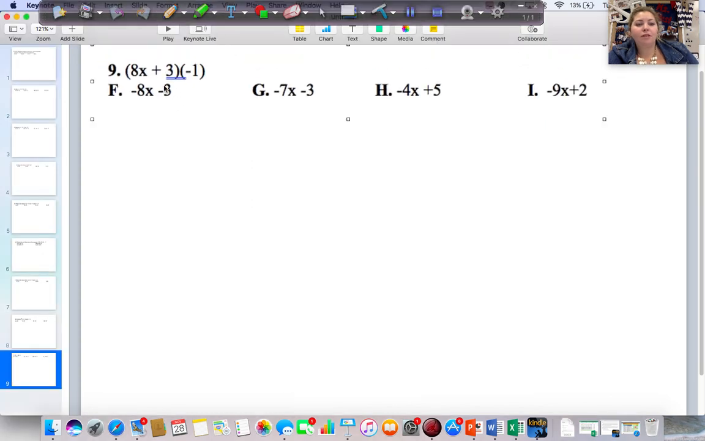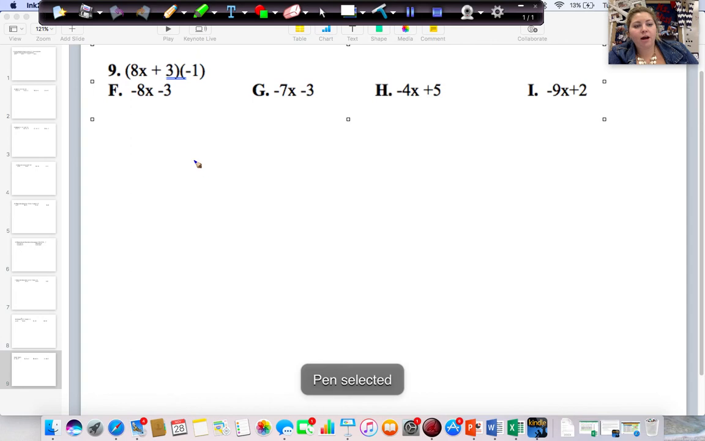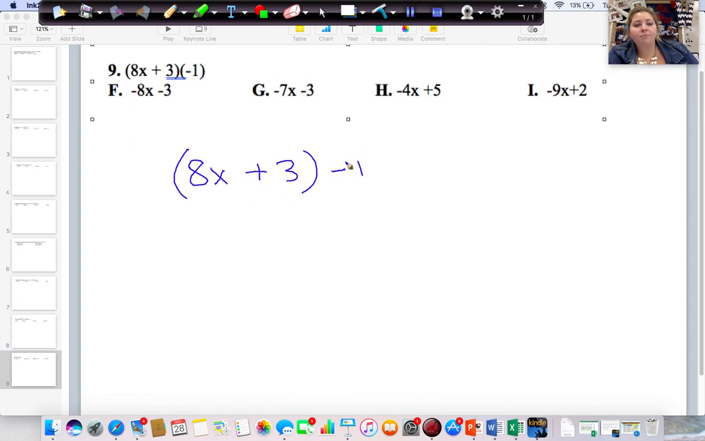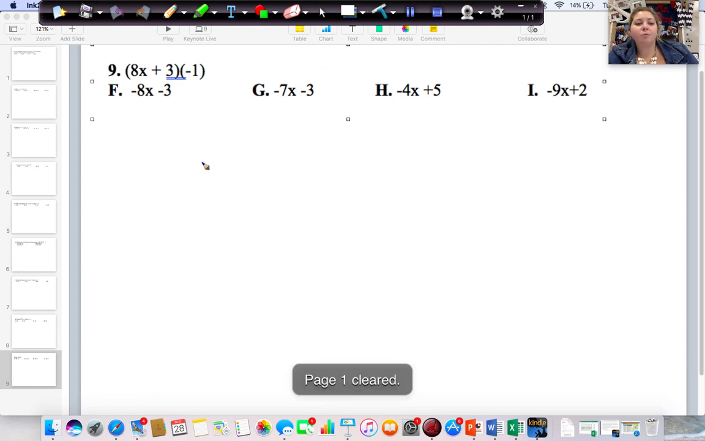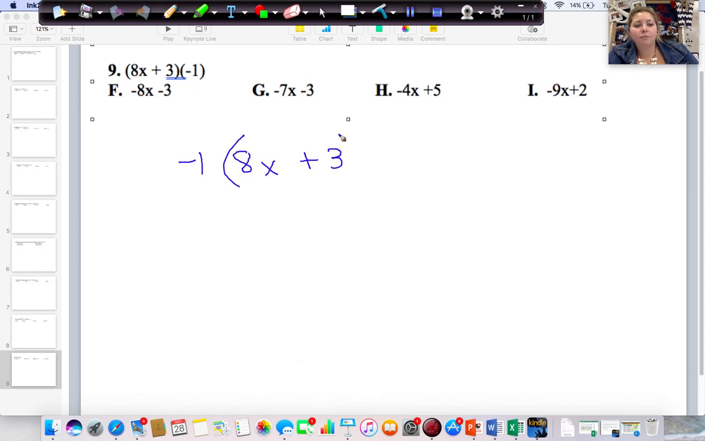All right, and here is our last problem. Okay, we've got 8x plus 3 times negative 1. I've told all of you to move this, okay, to change it to where your negative 1 is up front. That way it won't look as weird to you. So I'm going to rewrite this problem with my negative 1 out front. Now it just looks like all of the other distributive properties that we've used before. Negative 1 times 8x is negative 8x, and negative 1 times 3 is negative 3.